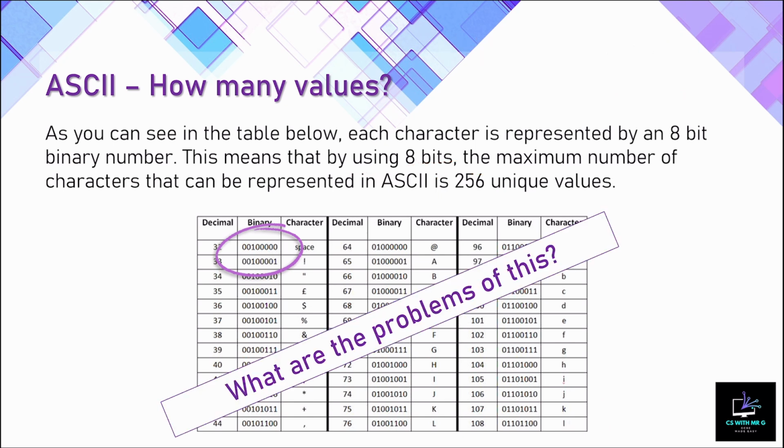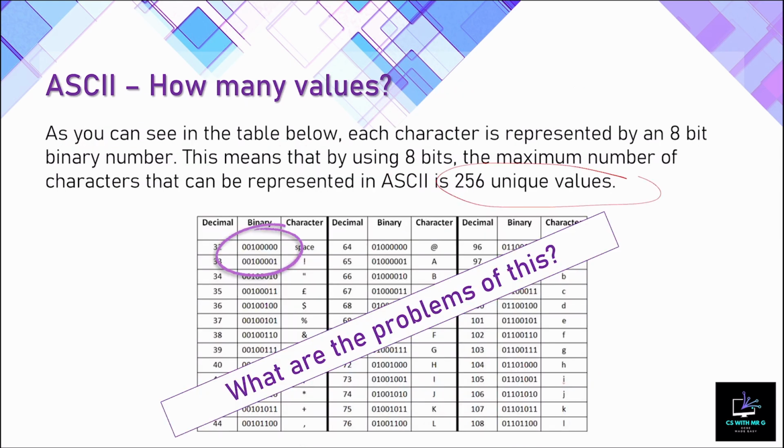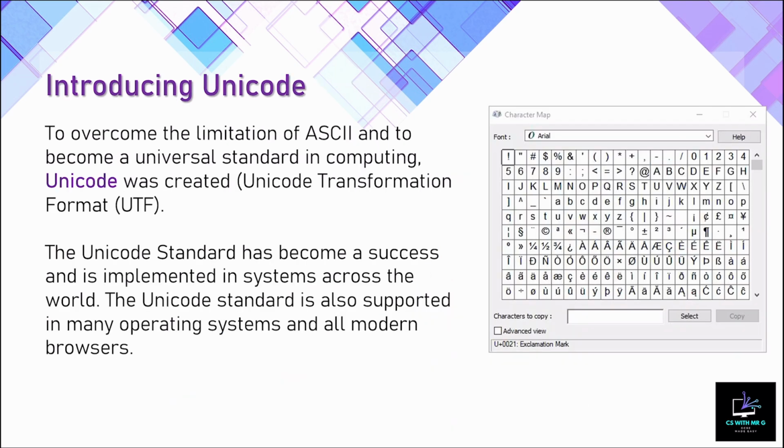So with 256 unique values, hopefully you are starting to figure out what's going to happen as we move forward. Like we said, this was from 1963. This system was developed over 50 years ago. So moving forward in time, what do we think would have happened in terms of technology and the way the world communicated? And obviously with the use of computers, ASCII is not going to be enough. 256 characters would not be enough to store alphabets from around the world. And this is where Unicode came in.